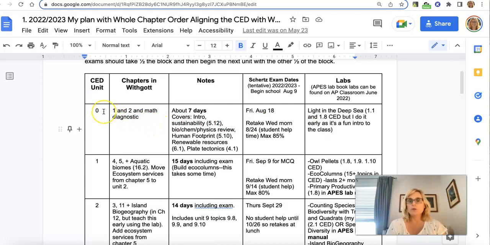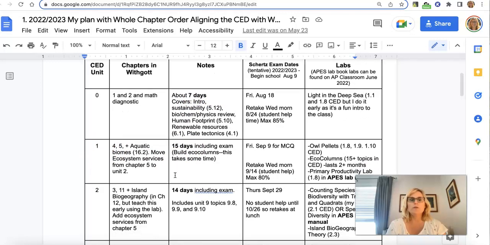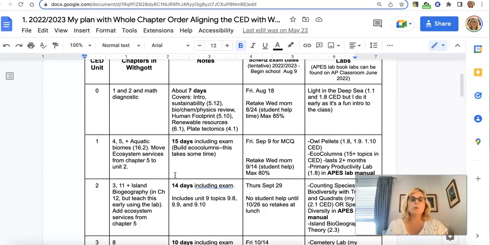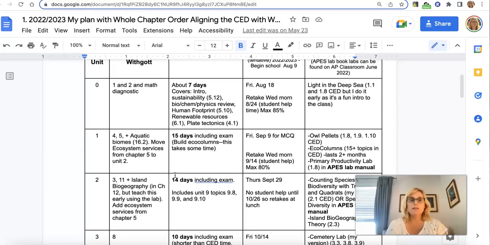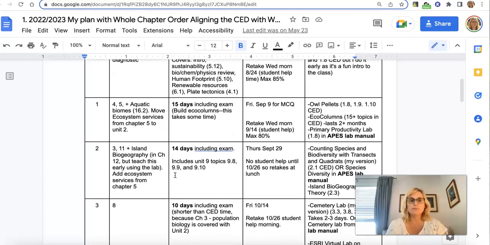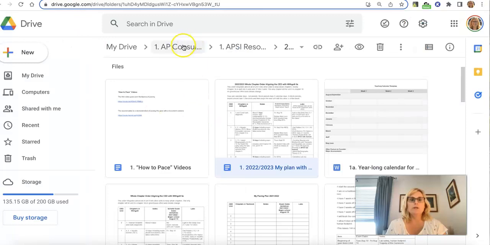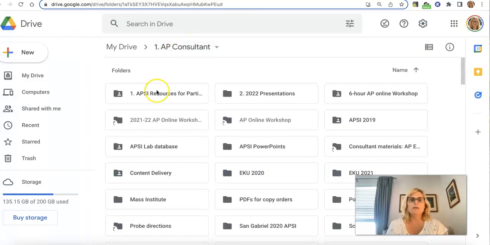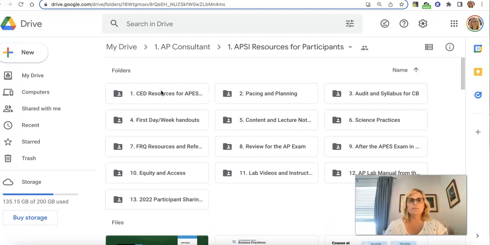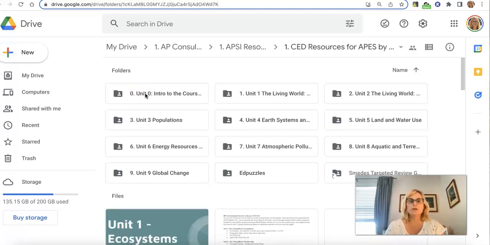And so I start with a Unit 0, which is brief, 7 days. And then I go to Unit 1, 15 days. But I'm going to show you what I do for Units 0 and 1 and some of the options that you can use as well. So I'm going to go back to my folder and I'm going to go to my APES resources for participants and go ahead and you can click on number 1, the CED resources, and we're going to start with Unit 0.